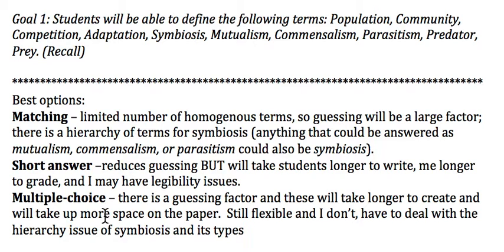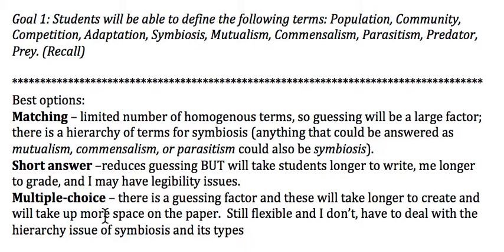And since I have kind of sets, like there are types of symbiosis, population and communities are kind of their own thing and related to each other. And then competition and adaptation are related, and then predator-prey are related. So I have these kind of sections of concepts or terms.